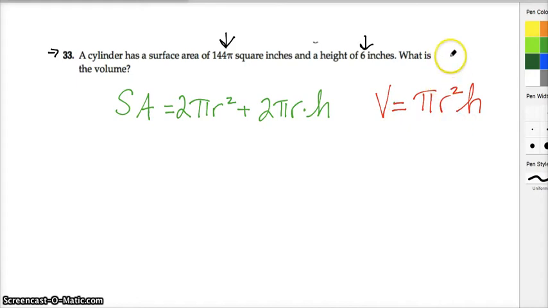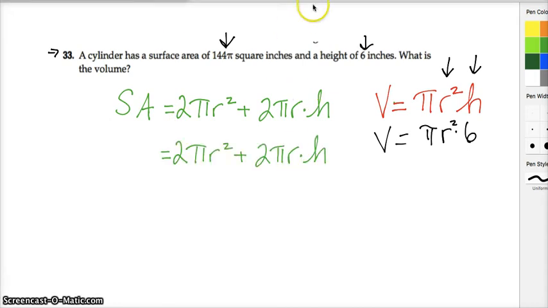We know that for the volume, we definitely need the radius and we definitely need the height. Fortunately, they've given us the height as 6. So the next thing we need to do is just find this radius and we're on our way. So we're going to use the information that they gave us over here in order to calculate that. So if this is our surface area, we're going to start substituting in what we know.